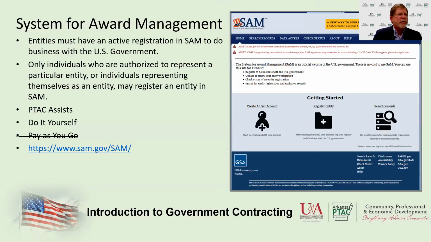All right, so we get to the System for Award Management, and this is the page where you're probably going to start. In the upper right-hand corner, you see the yellow box and the login. Entities must have an active registration in SAM to do business with the U.S. government. In other words, you have to have all this information completed, an approved registration, and then you'll be issued a CAGE code. Again, commercial and governmental entity code.